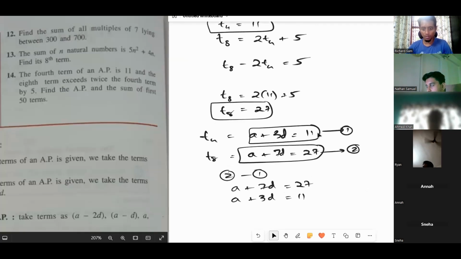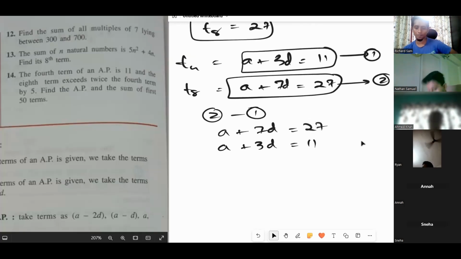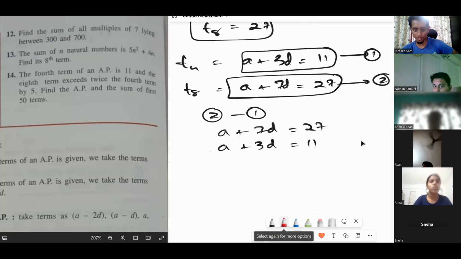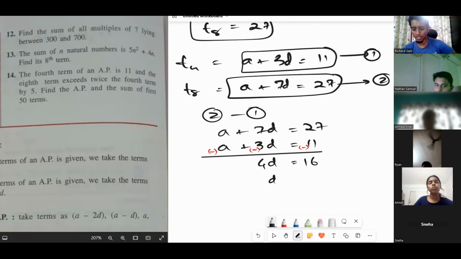Yeah, so we got the fourth term which is given 11 and the eighth term which is 27. So A plus 3D is equal to 11 and A plus 7D is equal to 27. Simultaneously, we'll solve them. Our aim is to eliminate A. To eliminate A, we will subtract both equations. That means the second equation signs will all change. So A minus A becomes 0, 7D minus 3D becomes 4D, and 27 minus 11, that is 16. So D will be 16 upon 4, which is 4.